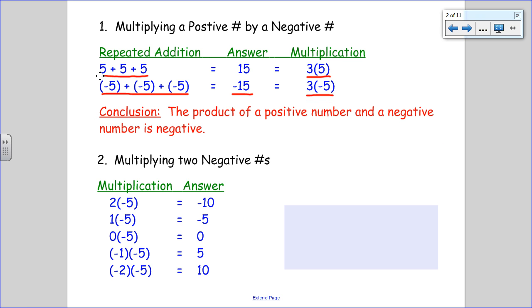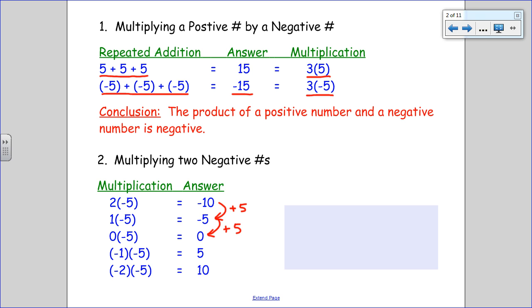Thus, we can conclude that the product of a positive number and a negative number is negative. Now let's consider multiplying two negative numbers. Looking at this table, we already know that 2 times negative 5 has an answer of negative 10. 1 times negative 5 has an answer of negative 5. And 0 times negative 5 has an answer of 0.